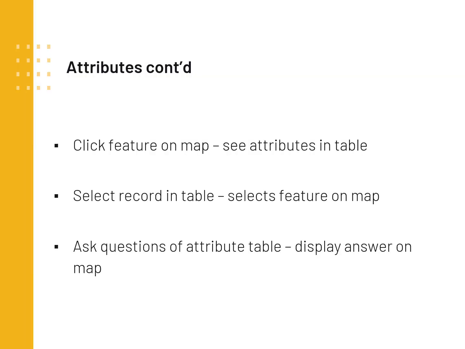So what does this mean? If you click on a feature on the map, you're able to see the attributes in a table if you want. If you select a record in the table, it's automatically going to select it on your map as well. This is going to allow you to start to ask questions of your attribute table and display your answers on the map. So we did this when we looked for all of the Delta hotels as an example.